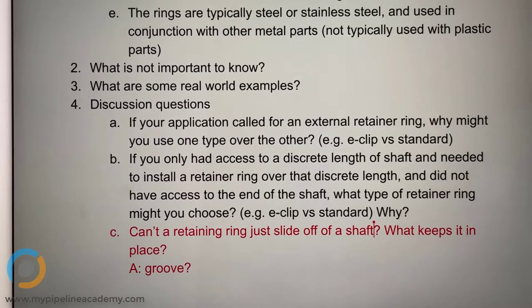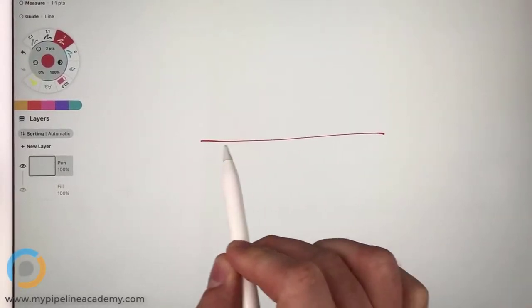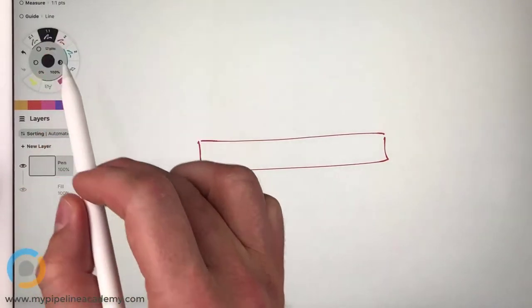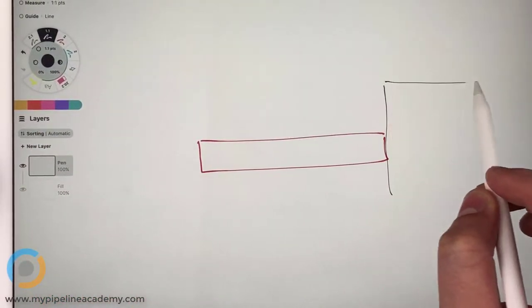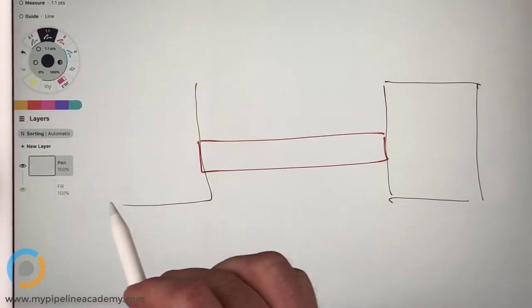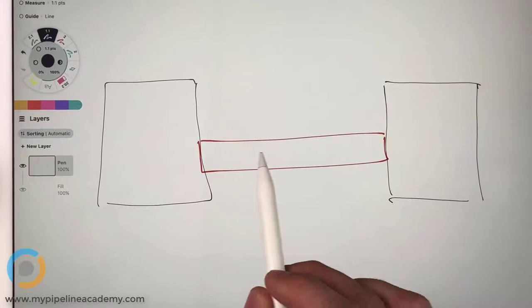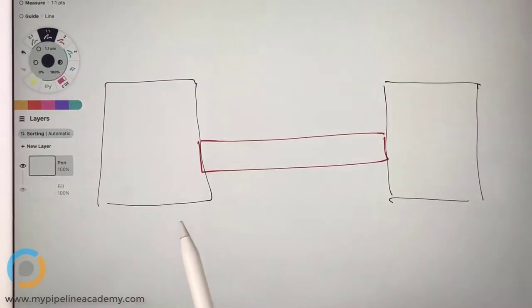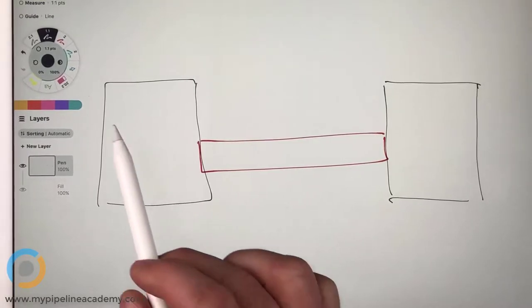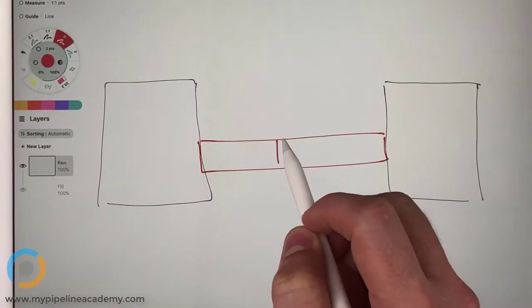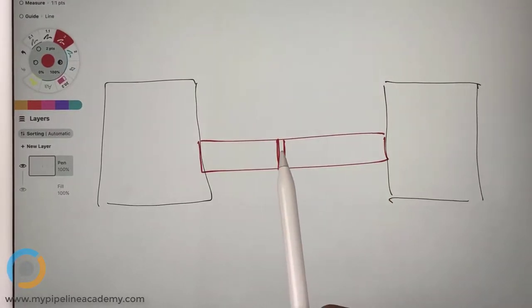Well, you just said that you prefer to use the E-clip when it's internal? Nope. No? I'm not sure. Let's maybe draw a quick picture just to make sure that we're thinking about this the same way. So let's say that we have this shaft right here. And then, who knows, there's something on one end and there's something on the other end. So we have this discrete length of shaft and we do not have access to the end of the shaft. And we need to install a retainer ring. Let's say that we have a little groove right here in our shaft. We need to install a retainer ring right there.